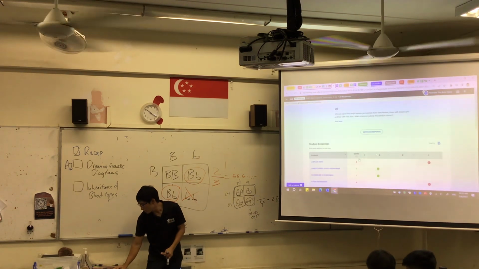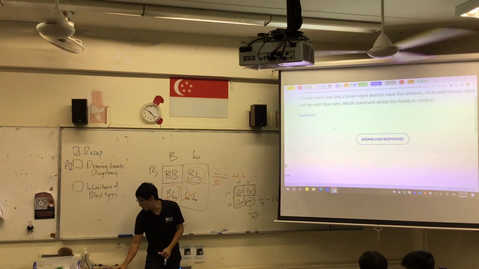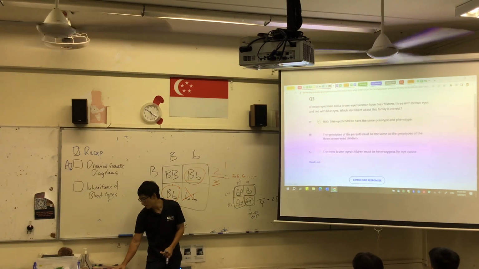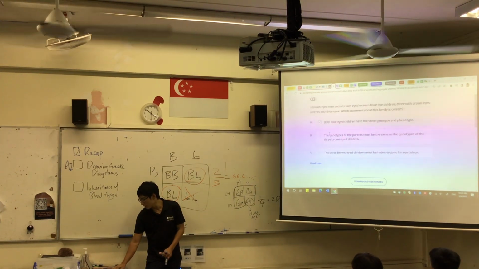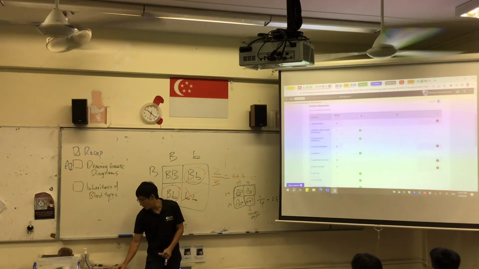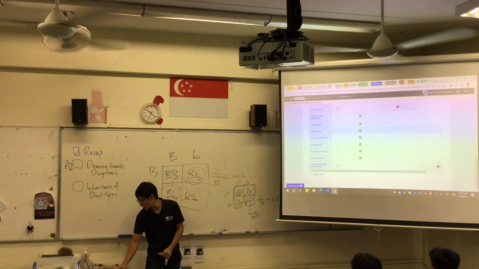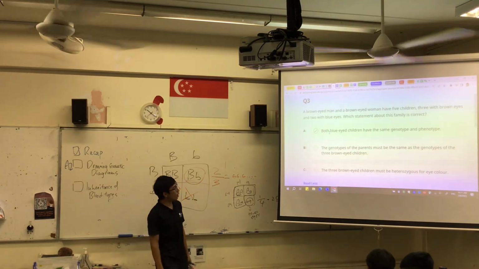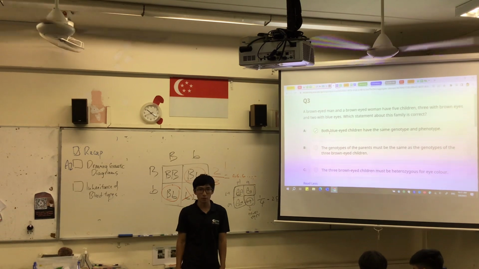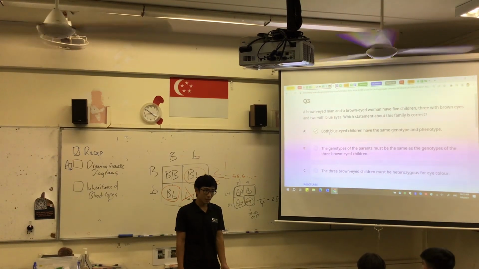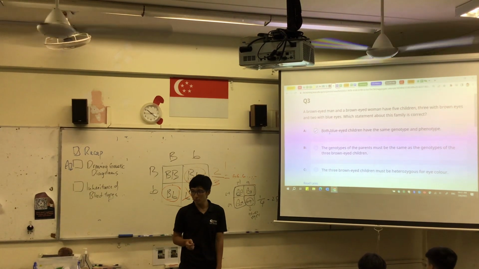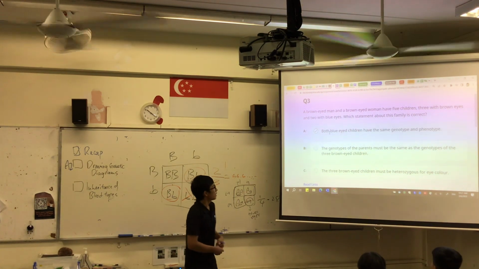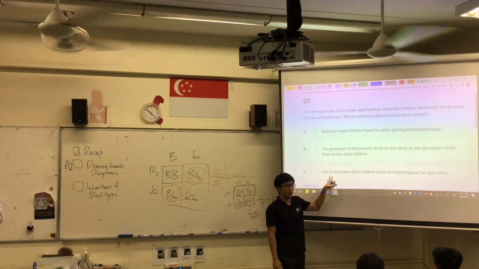Okay, last question, very similar. Brown eye with brown eye, 5 children. 3 with brown eyes, 2 with blue eyes. Which statement about this family is correct? 3 options, and some of us chose A, lots of us chose C. Let's have a look. Both blue-eyed children will have the same genotype and phenotype. Fair enough? Because if it's the recessive allele, there's only one combination that will work out to be blue. Let's go to the third option, because a lot of us chose this.